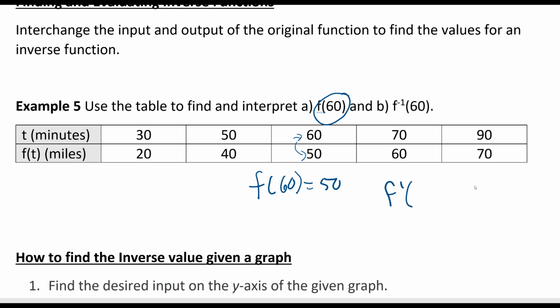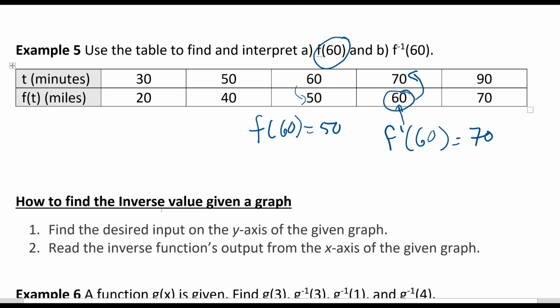But f inverse of 60, for this we're going to look at the output of the original function as the input of our inverse function, and that's going to lead to 70. So f inverse of 60 is 70, where f of 60 is 50. So hope that's clear there.